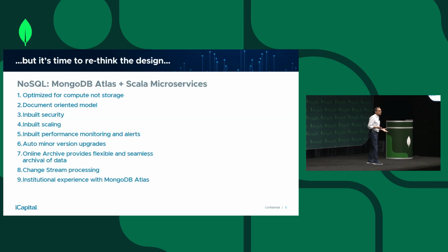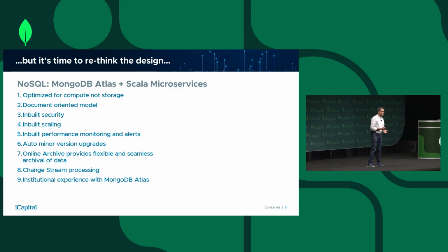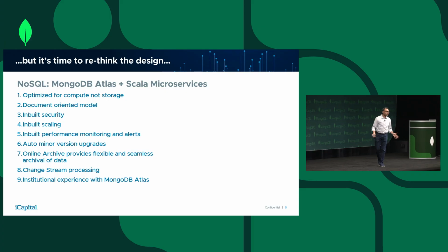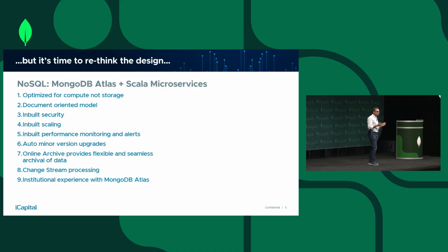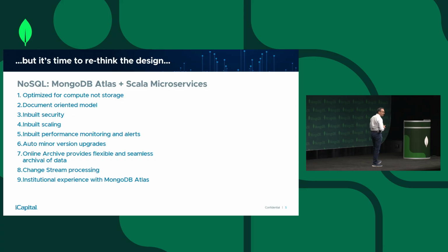So enter MongoDB Atlas with Scala microservices. Since MongoDB is optimized for compute, not storage, you can focus on your data model rather than worry about how it is stored in your database. This allows you to be thoughtful about your data models and build something that works perfectly for your use case. It also offers four things right out of the box that are fantastic. The first one is security, scaling, performance monitoring, and alerts. These are must-haves for any enterprise-level application.